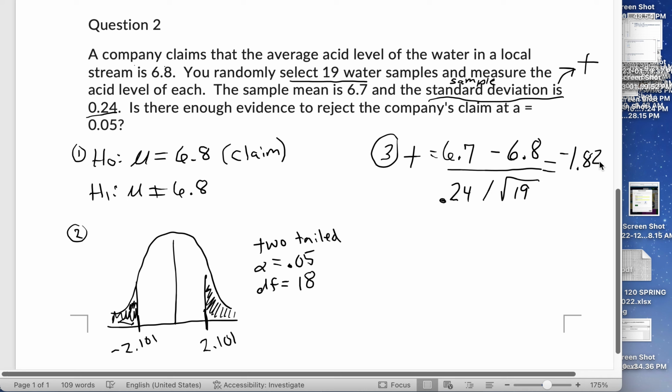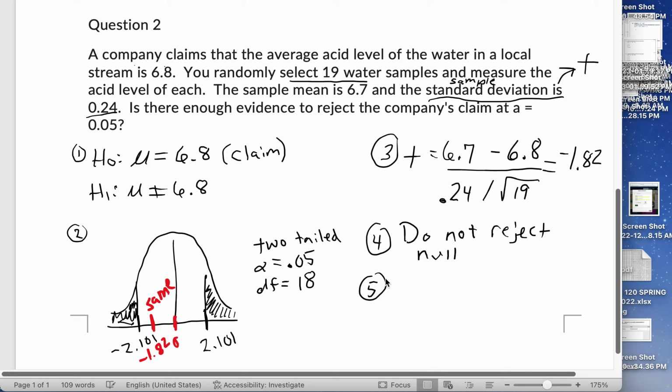Once that's done, I'm going to mark them off on my curve. Here's the first average, that's 0. The second average is negative 1.82. It's going to be over on the left, but not in the shaded region. So these two values are considered to be the same. They are not far enough apart to be considered different. Remember, the null hypothesis always says they're equal. We're saying, yep, they're equal. So do not reject the null.